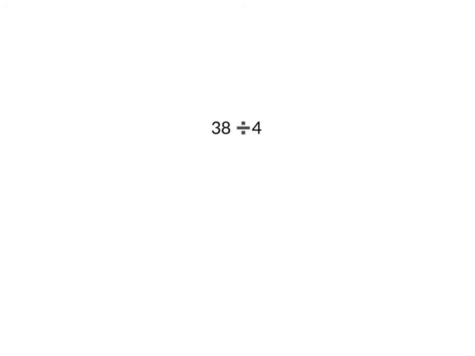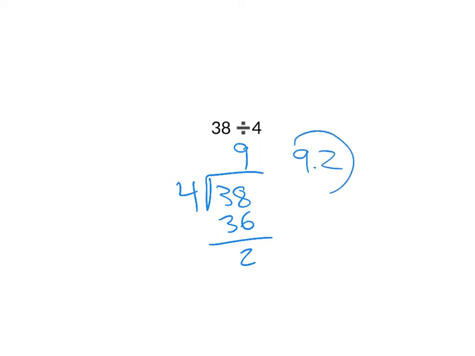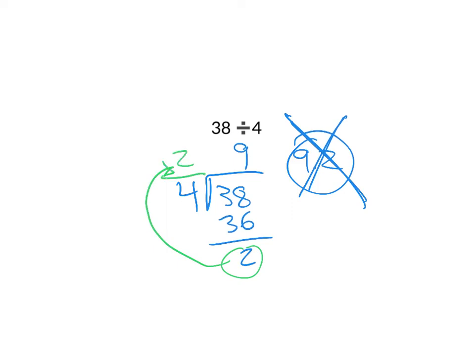All right, let's look at one more. So we've got 38 divided by 4. Well, I know that 9 times 4 is 36. 38 minus 36 is 2. So I've got a remainder of 2. So remember, it is not 9.2 or 9 2/10. That is not correct. What you need to do is take this remainder and put it up there and go 2/4. So now we have 9 and 2/4, or 9 and 1/2.